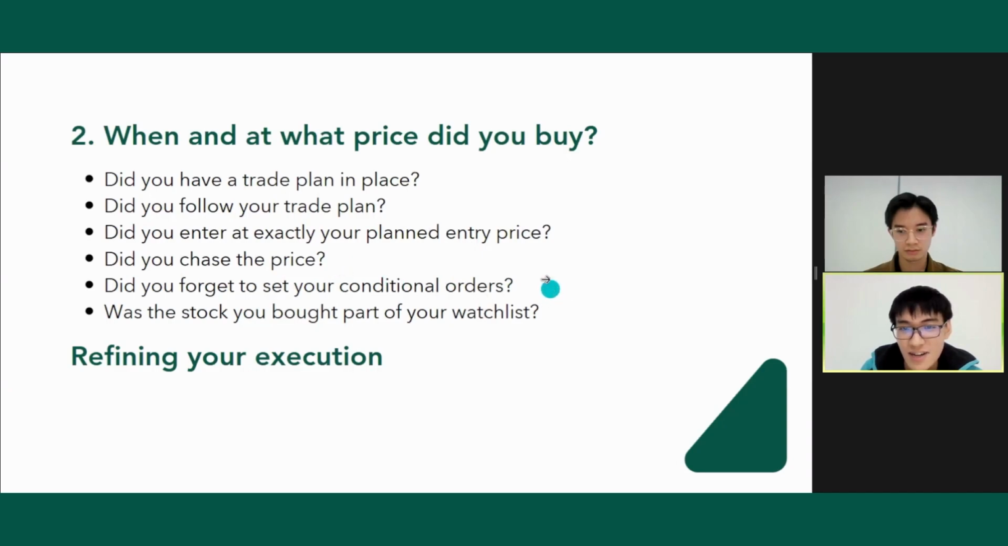Then another question could be, did you forget to set your conditional order? So example, buy on support, diba? You could have set a limit order, pero you forgot, diba? So parang you chase the price, diba? Or example, buy on breakout, you didn't set your conditional auto breakout order. Then price already went up, then you were chasing it, right? So those are things that you have to think about.